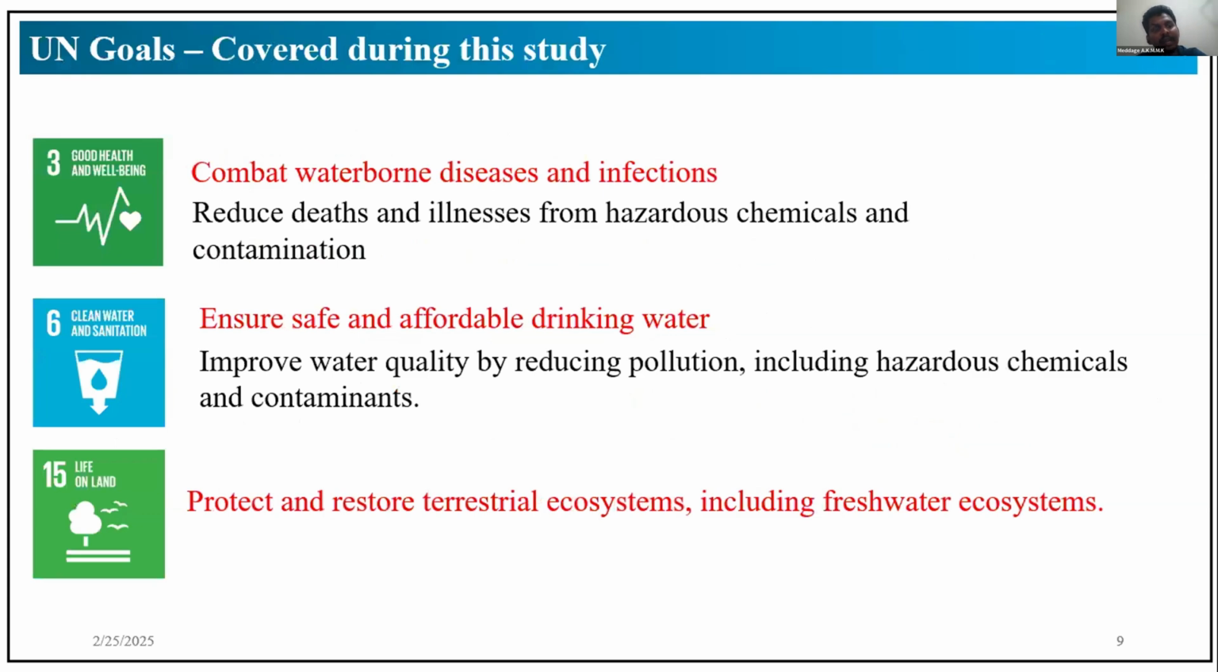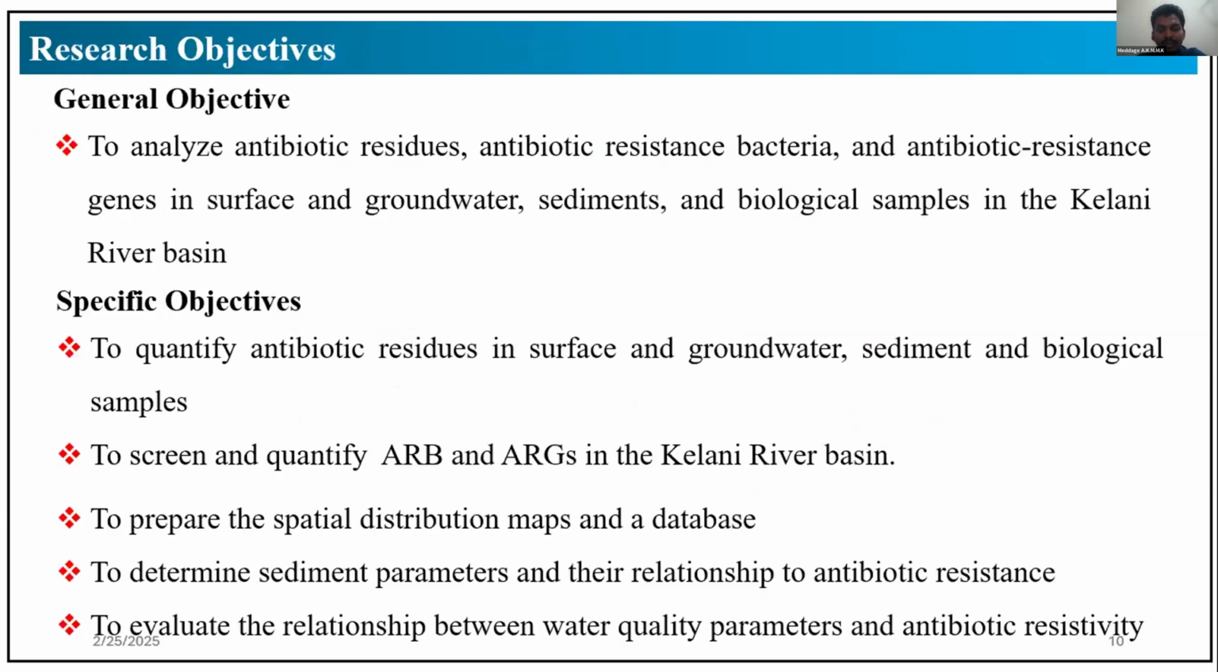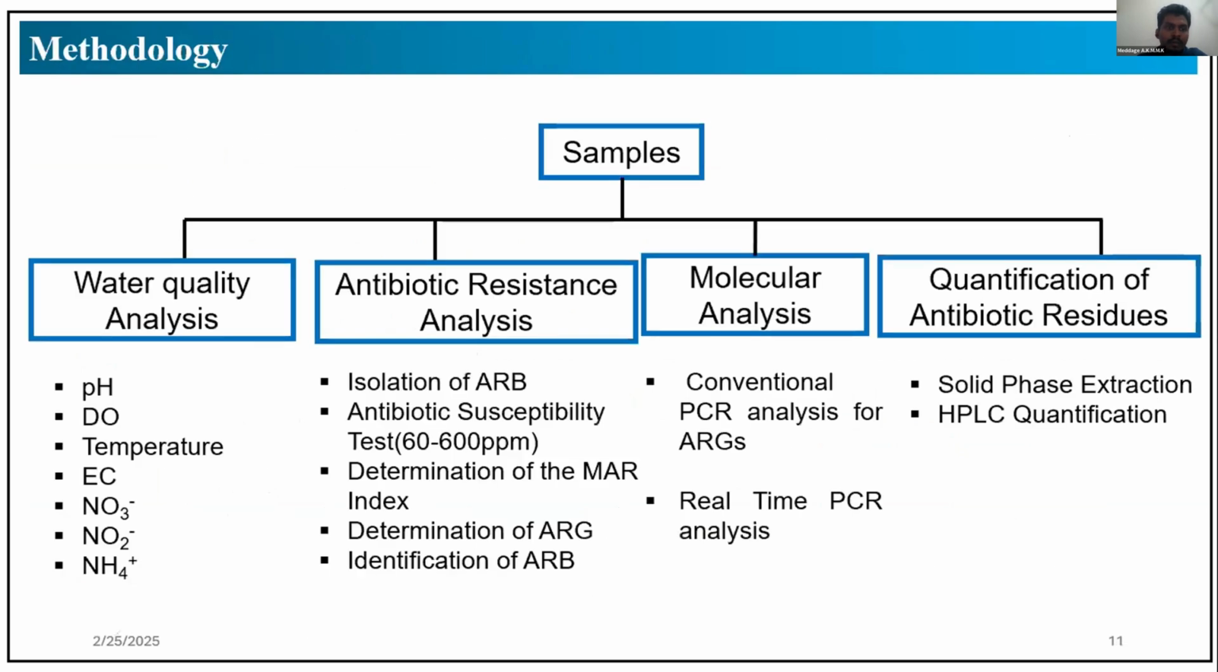During this study, we have also covered 3 UN Sustainable Development Goals, namely good health and well-being, clean water and sanitation, and life on land. These are some of my research objectives. The methodology is basically divided into 4 parts: water quality analysis, antibiotic resistance analysis, molecular analysis, and quantification of antibiotic resistance genes and residues. At the end of the study, we plan to conduct NGS and shotgun metagenomic analysis to identify the AMR gene profile of the entire river basin.